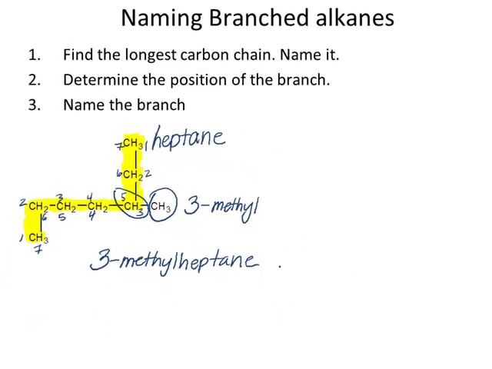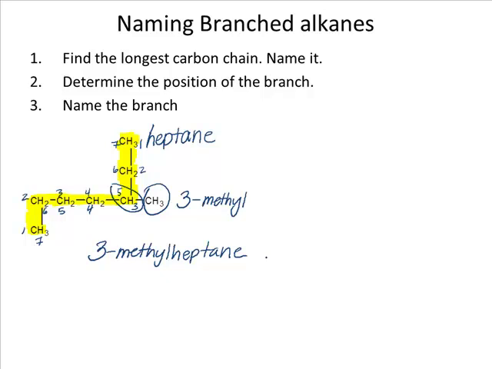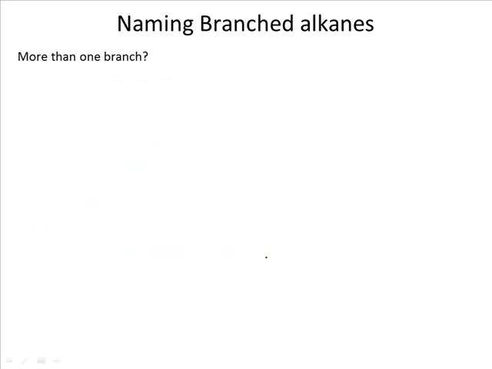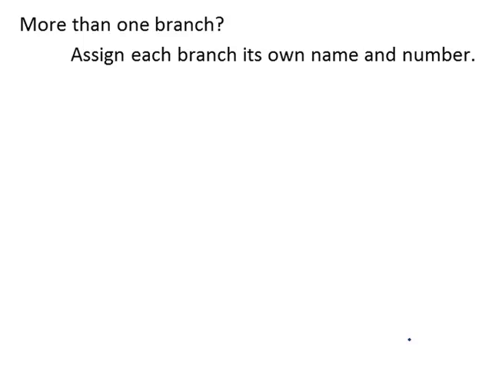So what happens when you have more than one branch? Well, let's look at some molecules that have that scenario. When dealing with molecules that have more than one branch, you'll actually follow pretty much the same rules. You'll still assign each branch its own name, and you'll still pick its location.